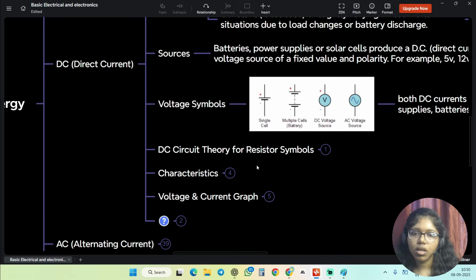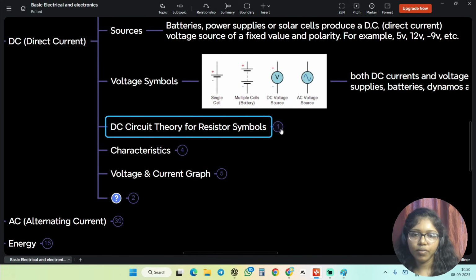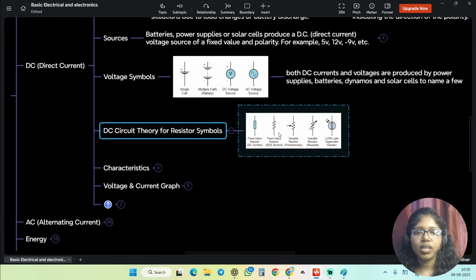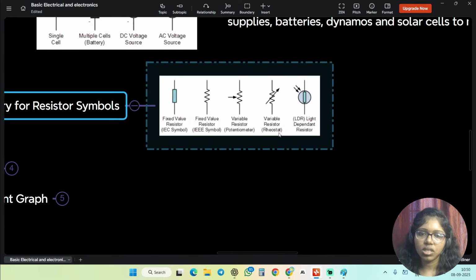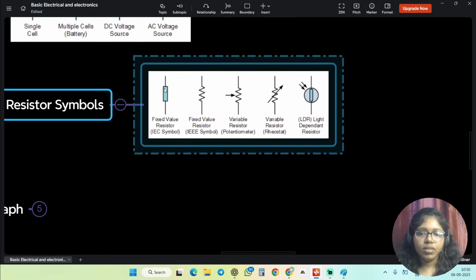And the next one is DC circuit theory for resistor symbols. So what are the resistor symbols we can use for this DC? This is the fixed resistor, and this is also called a fixed resistor. So these two we can't change the value. If you are using a 100 ohm resistance, you can't change it. So these two are the fixed ones.